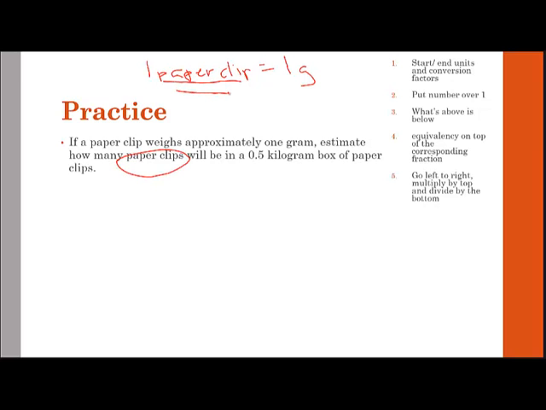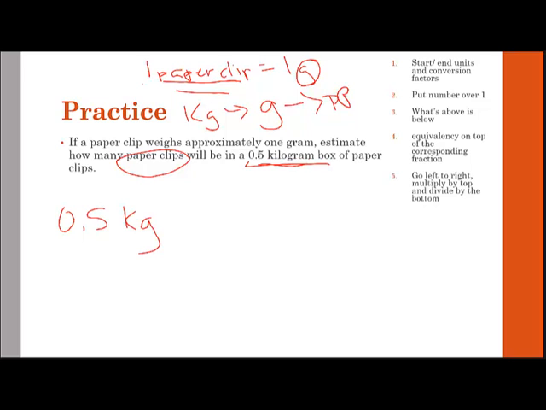It will be in a 0.5 kilogram box. So I need to figure out how many paper clips are in 0.5 kilograms. So the conversion factors, we start off with kilograms. We need to go to grams. And then from there we're going to go to paper clips. Put PC. Alright, so let's think of our conversion factors. We're going from kilograms to grams. There's 1,000 grams in every kilogram.